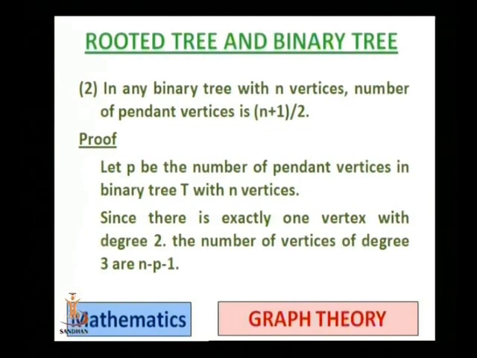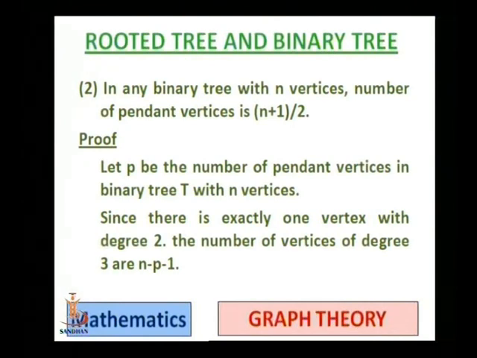Next, the second property gives us the specific number of pendant vertices in a binary tree. Now if you refer to a binary tree, we have just three types of vertices. Number one, vertices with degree 2. Second, vertices with degree 1, that is pendant vertices. And third, vertices with degree 3. These are the three types of vertices possible according to the degree sequence.